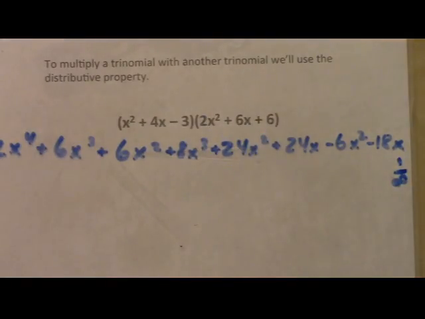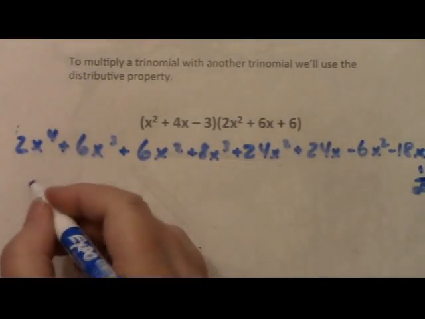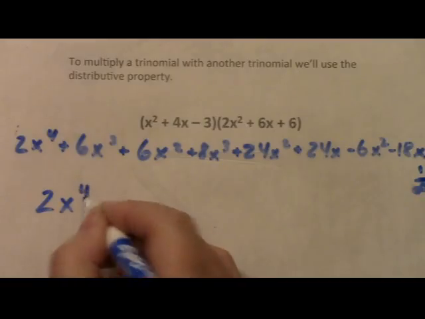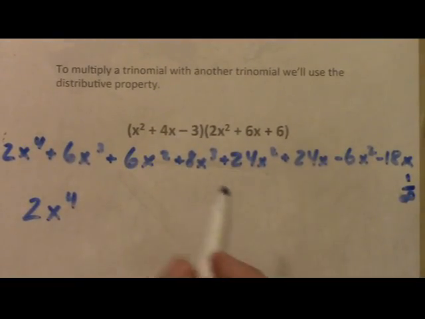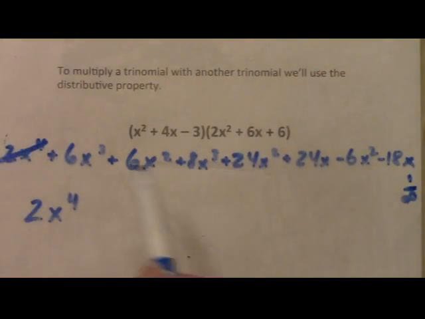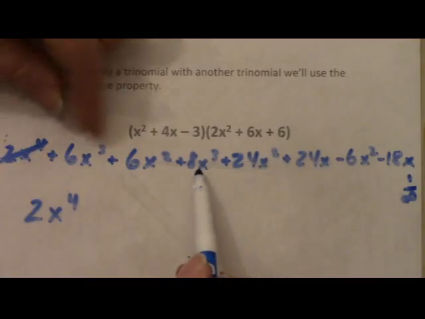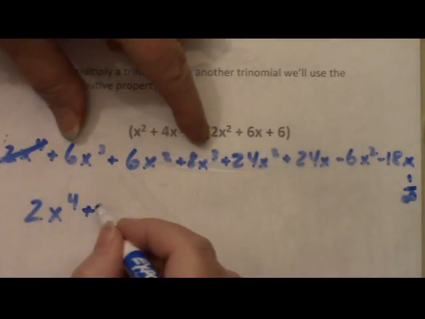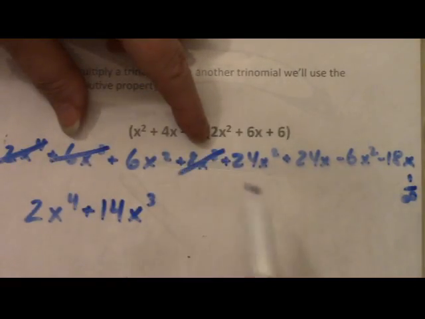Oh, now I get to combine everything. Do I have anything else that's to the fourth power? No. So I end up with 2x to the fourth. Do I have anything that's to the third power? Yes. You know what? I'm going to mark this off as I go. I have a 6x to the third and an 8x to the third and nothing else. So 6 plus 8 is 14x to the third. I've used that one and that one.